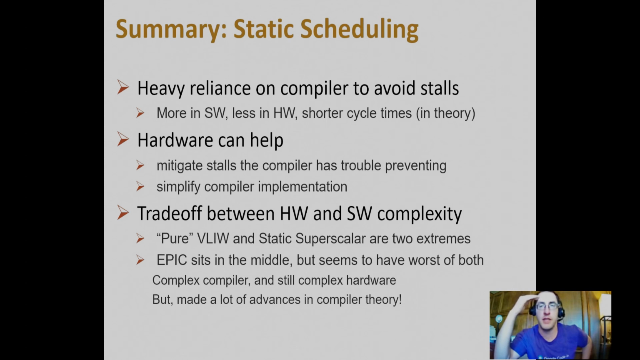Static scheduling relies heavily on the compiler to squeeze performance out of the processor. Oftentimes there is some kind of interface between the compiler and the hardware so that they can work together. Two extremes of the static scheduled multiple issue processor are this purist VLIW and then a static superscalar, which we'll talk about more next time. And EPIC is somewhere in the middle and seems to have the worst of all worlds. It moved forward a lot in both compiler and computer architecture research.